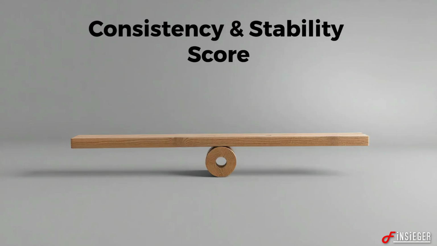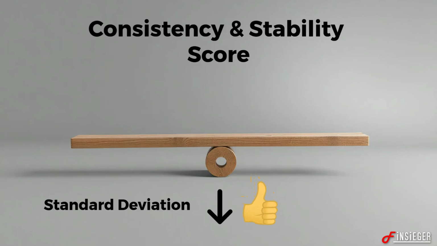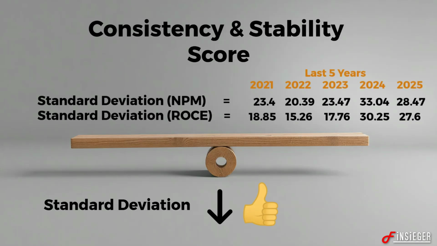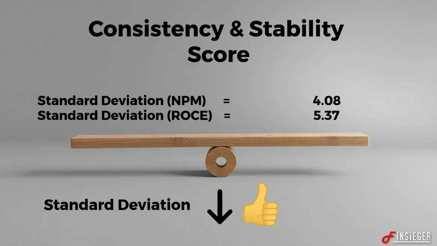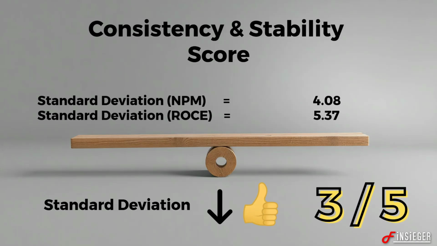In statistics, a metric called standard deviation is used to figure out how stable or consistent the values are. Lower values of standard deviation symbolizes most stability. In this case, we will be running standard deviation on last 5 years' data of NPM and ROCE, which come out 4.08 and 5.37 respectively. So, Divis gets a 3 out of 5 in stability.